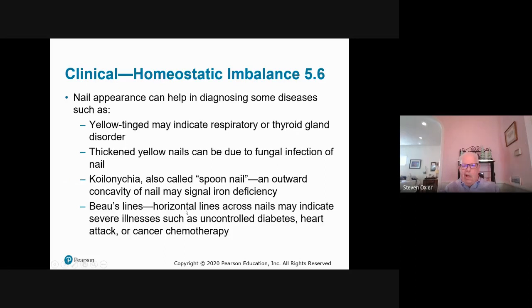Don't worry about these other diseases. That's not important. Very, very different to have nail diseases. Most nail diseases are caused by fungi.